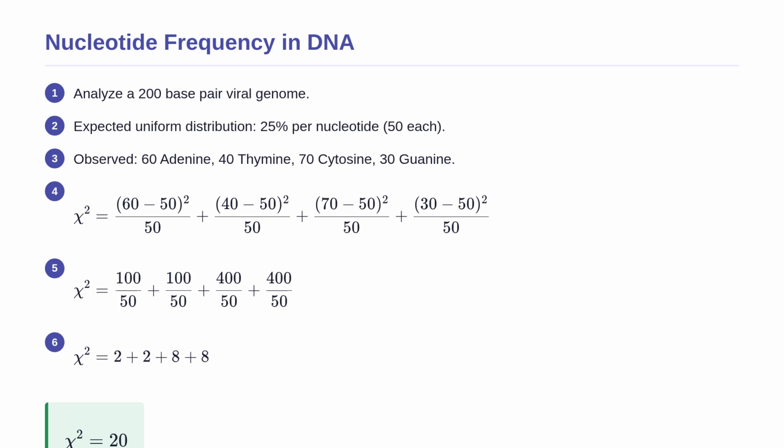We set up our formula across all 4 categories. Notice the deviations. Adenine and thymine are off by 10, while cytosine and guanine are off by 20. When we square these differences and divide by the expected 50, we get terms of 2, 2, 8, and 8. Adding these yields a final chi-square score of 20.